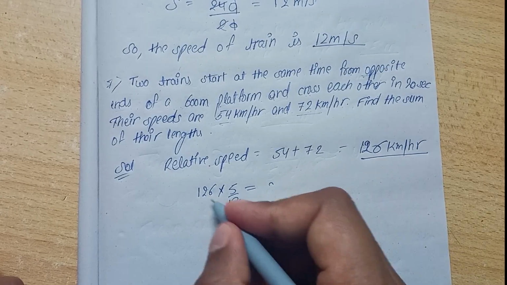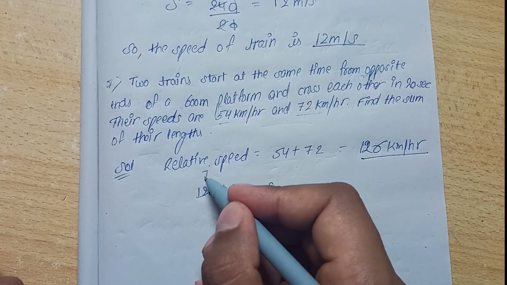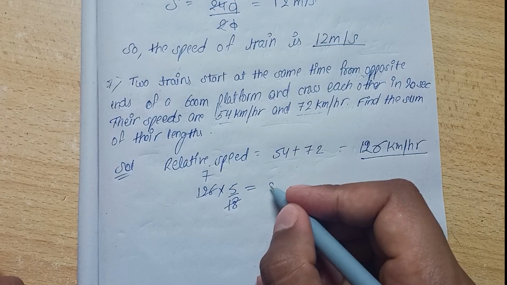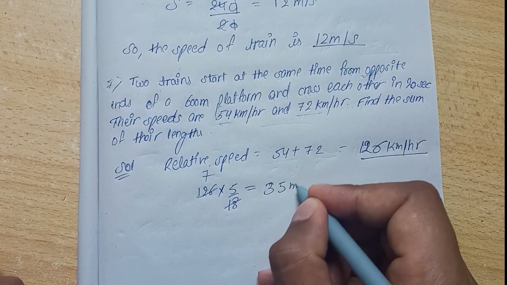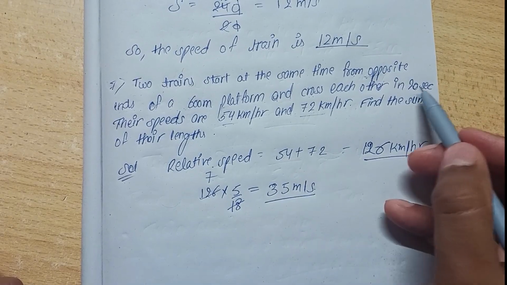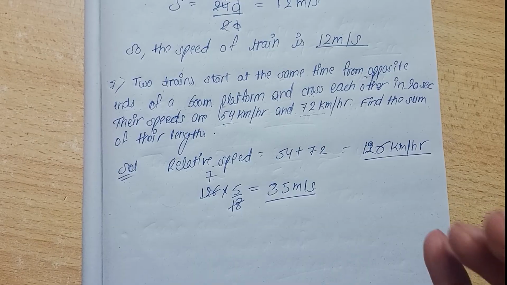35 meter per second. Now the speed in meter per second and time is given, and we can easily calculate the distance, which is the sum of the length of both the trains and platform length.